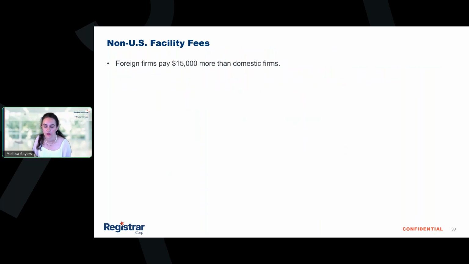Under GDUFA, in the most recent GDUFA 2 that was authorized in 2017, it introduced a differential rate for facilities that are located outside the United States and its territories. Fees for facilities located outside the United States shall be $15,000 higher than the amount of the fee for a United States facility. The basis for this differential is the extra cost incurred by conducting an inspection outside the United States and its territories and possessions.